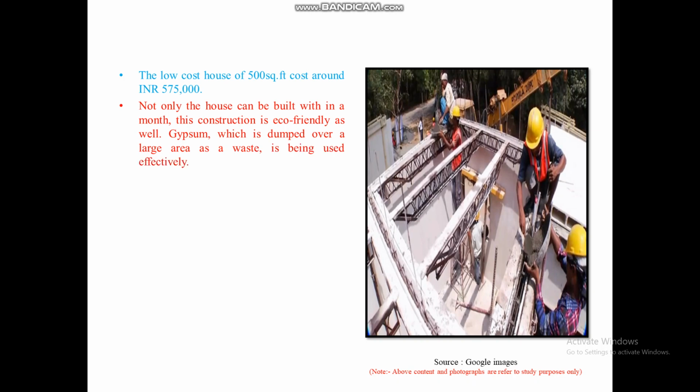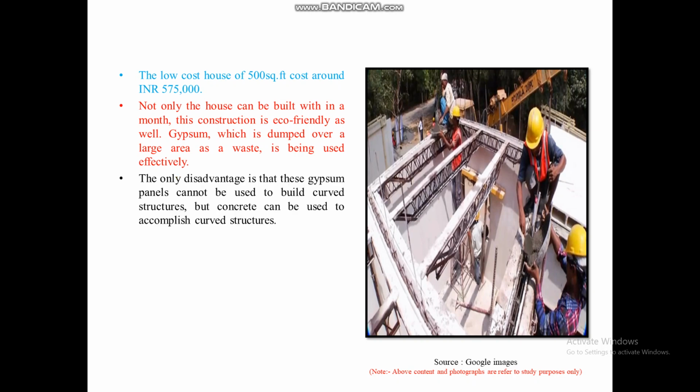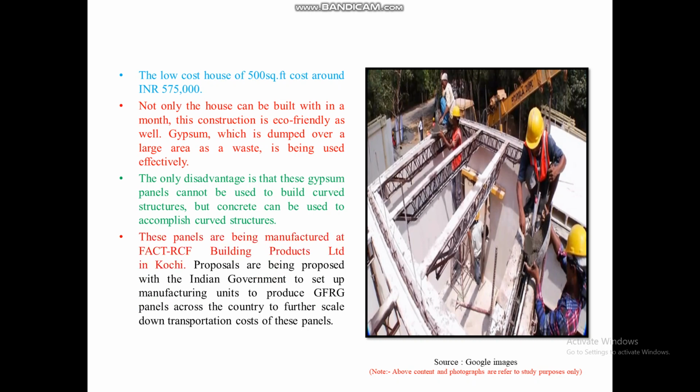Gypsum, which is dumped over a large area as waste, is being used effectively. The only disadvantage is that the gypsum panel cannot be used to build curved structures, but concrete can be used to accomplish curved structures. These panels are being manufactured at FACT RCF Building Products Limited in Kochi. Proposals are being discussed with the Indian government to set up manufacturing units to produce GFRG panels across the country to further scale down the transportation cost of the panels. For the low cost housing policy, please refer to the link given below.